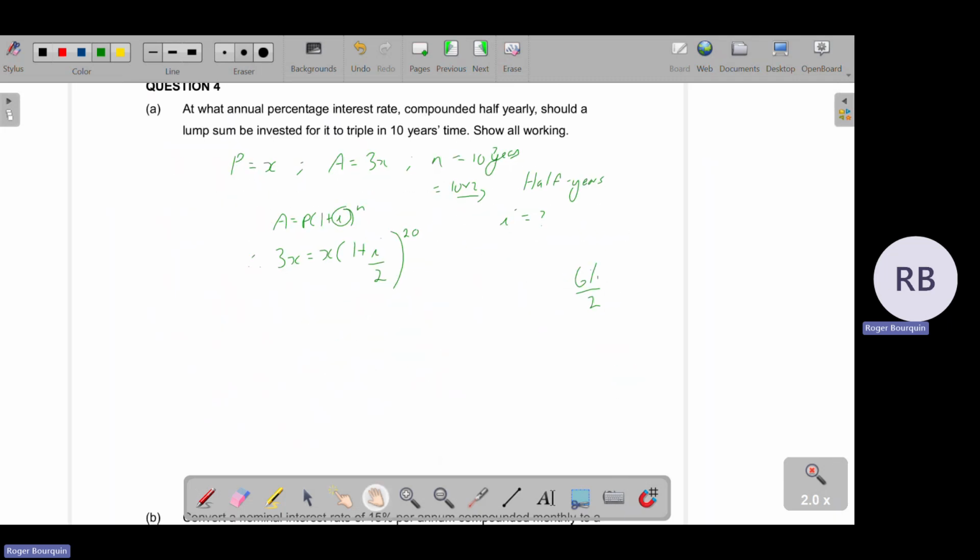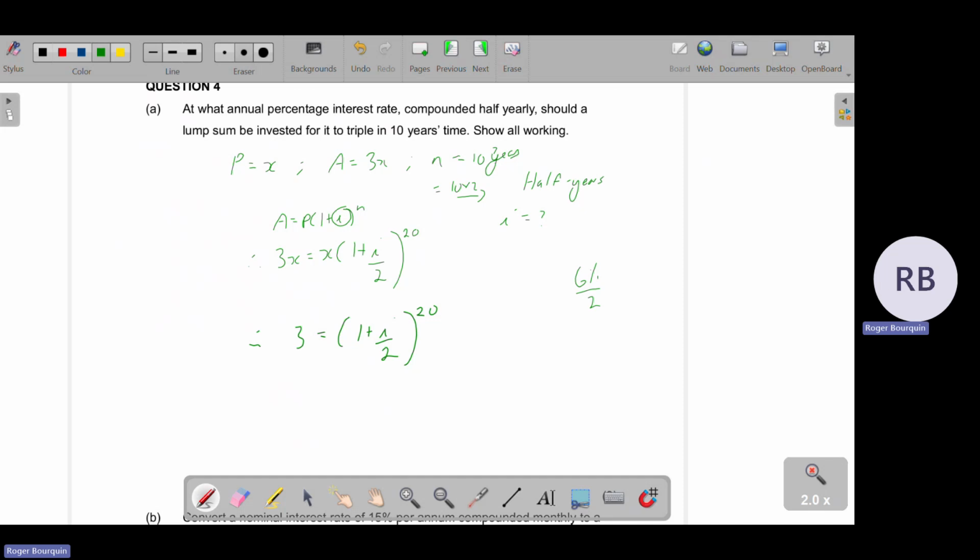So I'm going to end up with 3 is equal to (1 plus i over 2) to the 20. Right, pass me a calculator. What's your process going to be? How do I get rid of that 20?